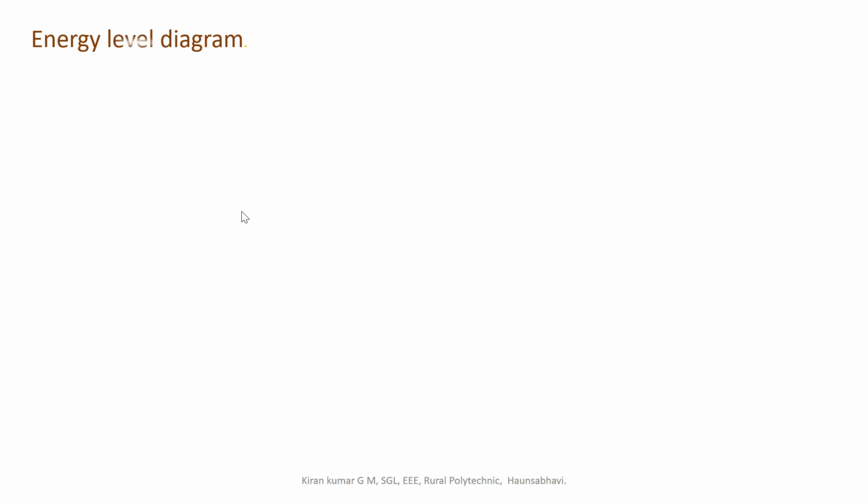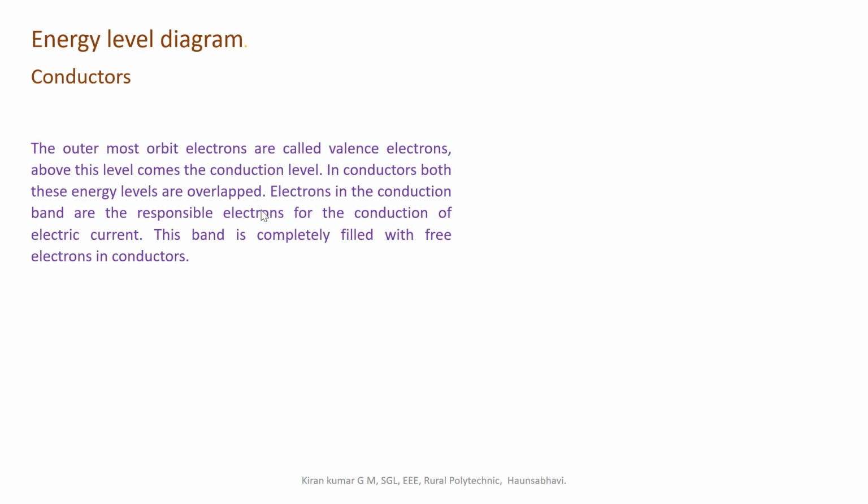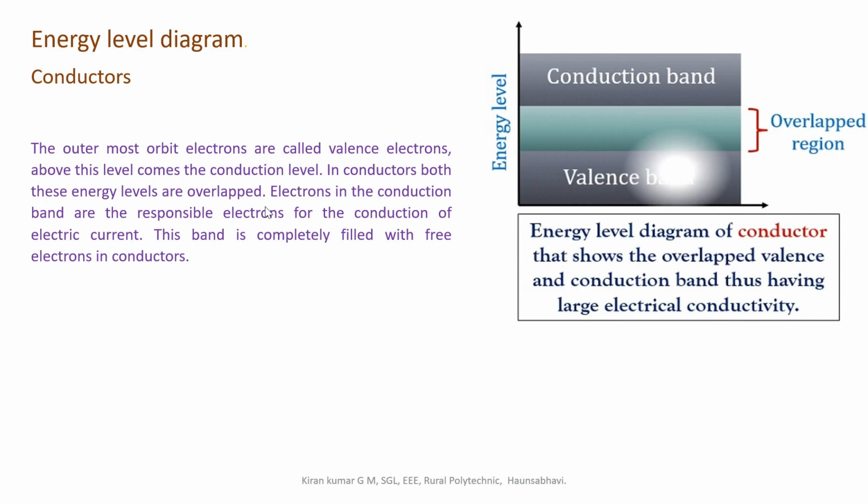Actually, all the energies of the electrons present in any substance are represented by a two-dimensional diagram called the energy level diagram. As you can see in this picture by the side of the description, you can find only the valence band and conduction band. Below this valence band, there will be the lower levels of energy bands.